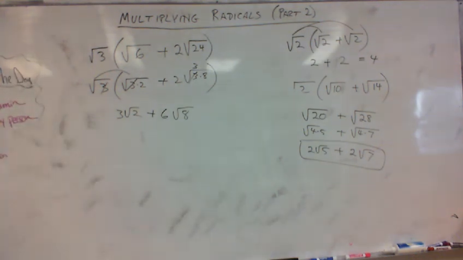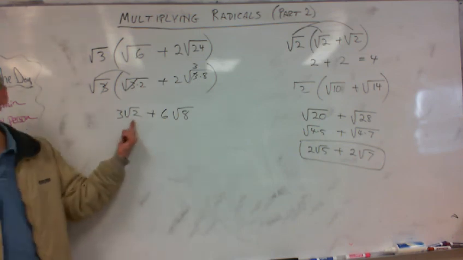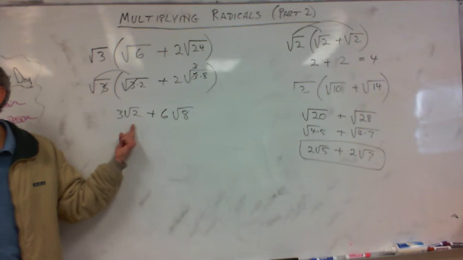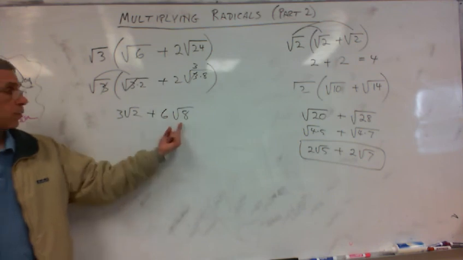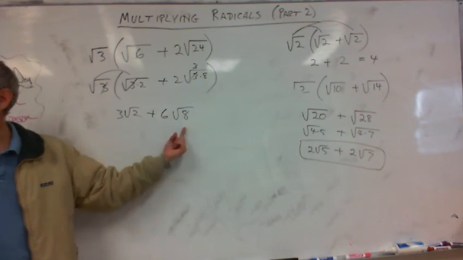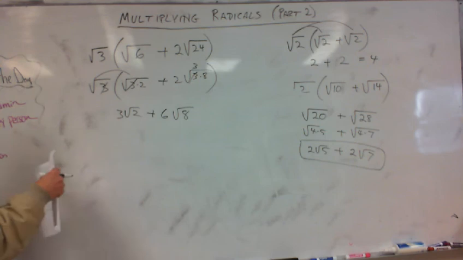Now, am I done? No. Why? Because you can simplify 8. You always have to look at these and ask, well, 2 is as simple as it gets, right? You can't simplify 2. But you can simplify 8, because what perfect square goes into 8? 4. So I've got to keep going.